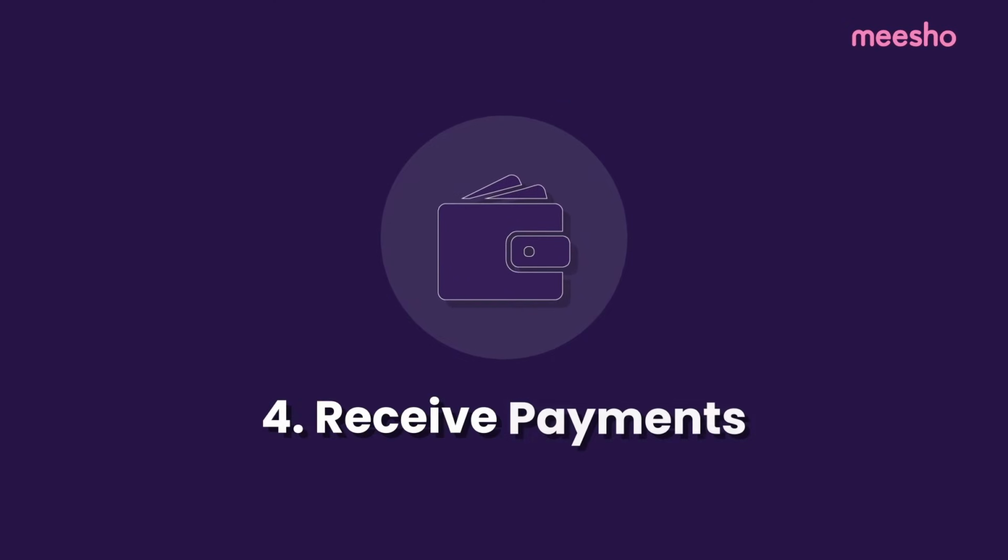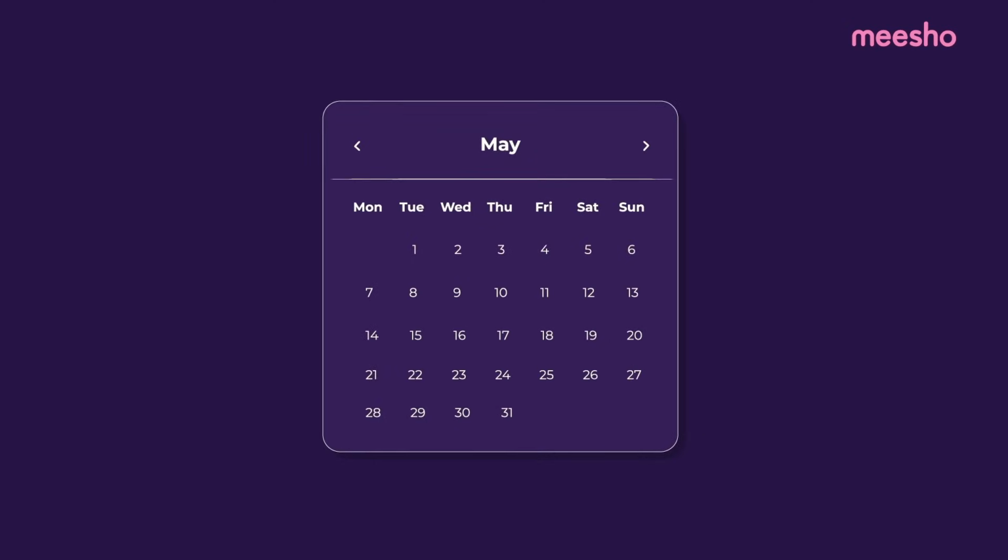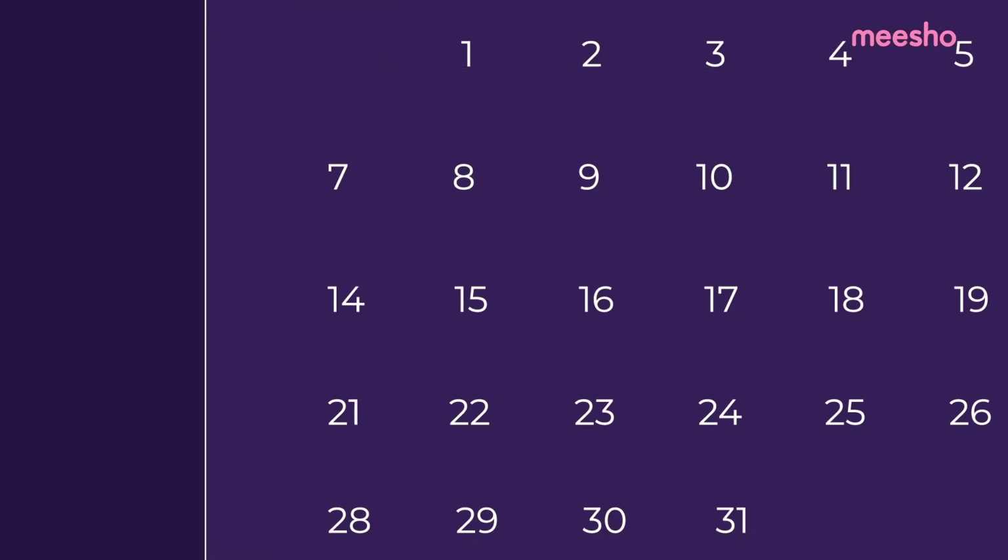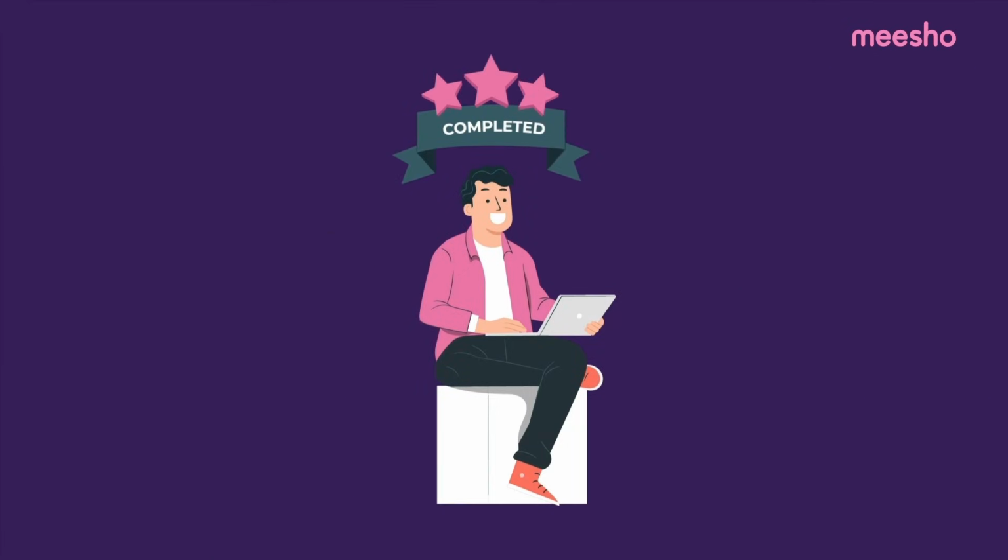When will I receive payments? The payment for your sale is deposited securely in your bank account on the 7th day from order delivered to the customer. You are now fully equipped to start selling on Meesho.